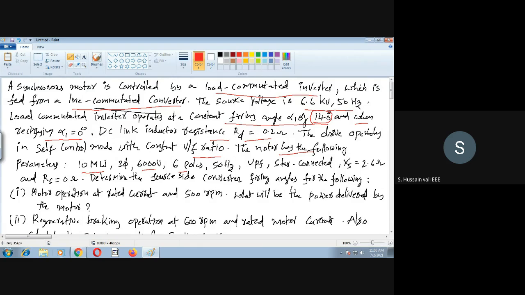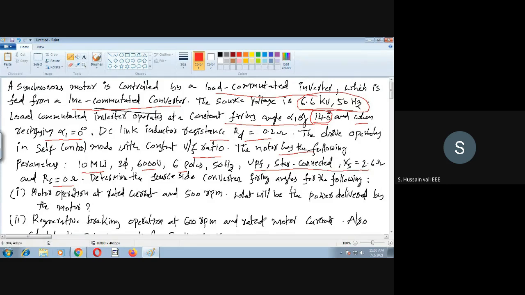Okay, these are the ratings of the motor, whereas these are the source voltage. This is the three-phase source voltage, whereas these are the ratings: 10 megawatt, three-phase, 6000 volts, 6 poles, 50 hertz, unity power factor. So he has given unity power factor. Star connected, and synchronous reactance he has given. And similarly, he said RS is 0, in the sense that the resistance value is 0.